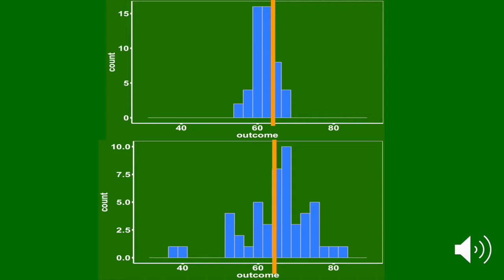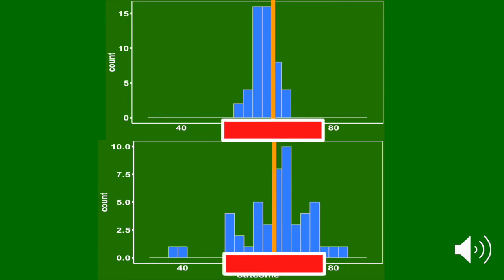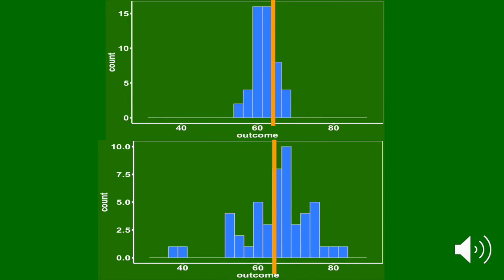Now, there are going to be situations where that simple model is a better model and some cases where it's a worse model. Take, for instance, this top distribution. We could see, oh, because there's less variation around the model, that this model is quite a bit better.